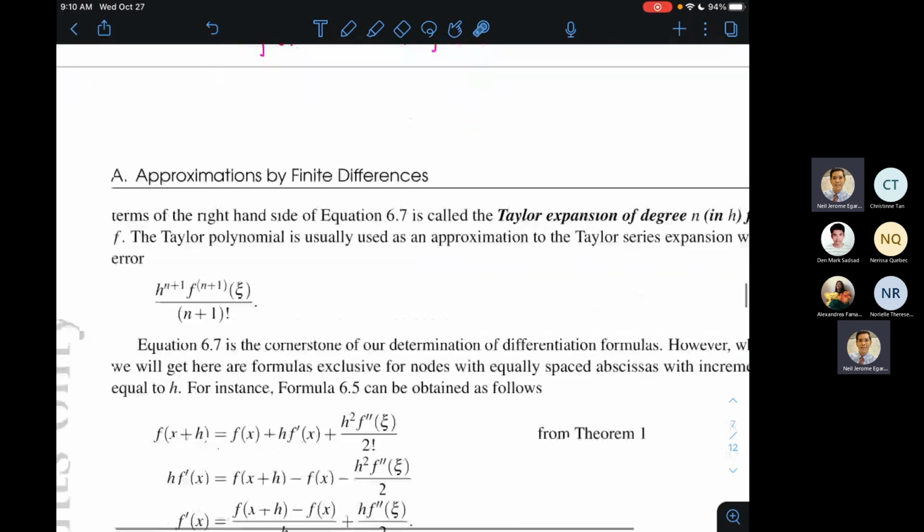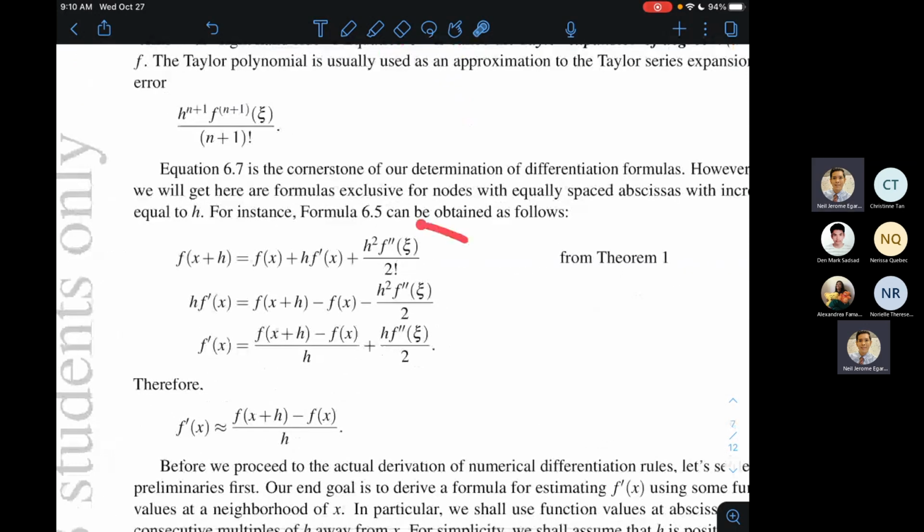So let's do that. So we'll have this. Ito yung nanggaling sa Theorem 1 dun sa equation 6.7. Okay? And then here I can just transfer everything except for h times f prime to the other side of the equation. Lipat nyo lang yan.